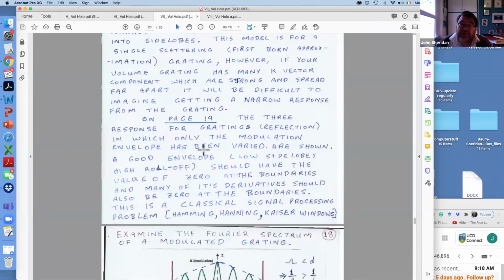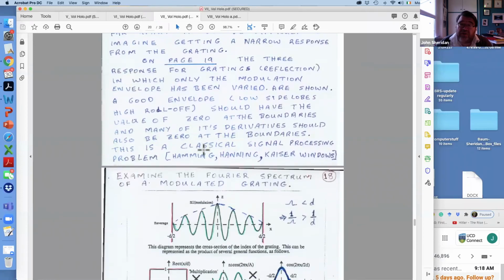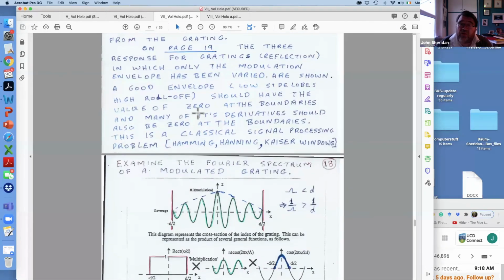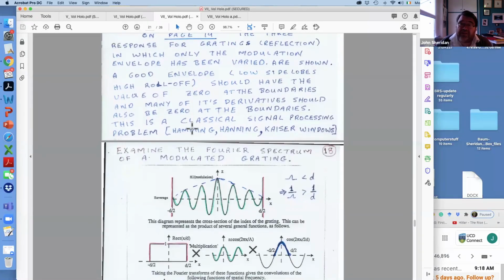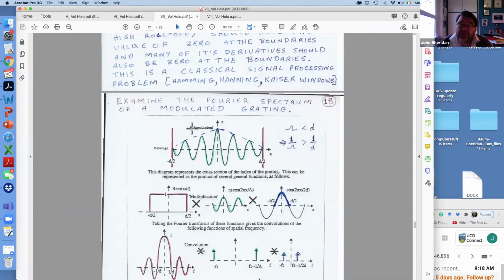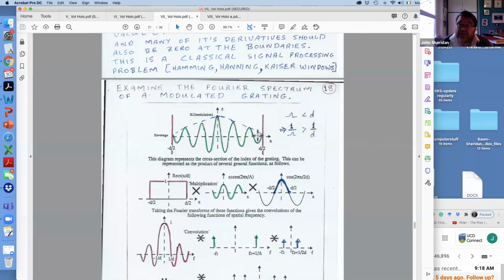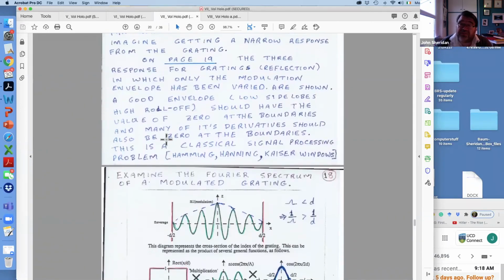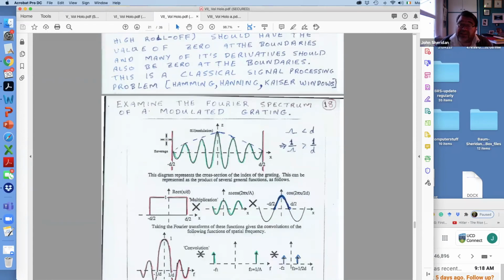So the three responses in which only the modulation envelope has been varied are shown: a good envelope, low side lobes, apodization, we got high roll-off, should have the value of 0 at the boundaries. And many of the derivatives should be 0 at the boundaries as possible. So when we want to smooth this, the smoother this apodization is, especially at the edges, the better the reduction, we have a higher and a better reduction in the side lobe structures. And this is just from classical signal processing.